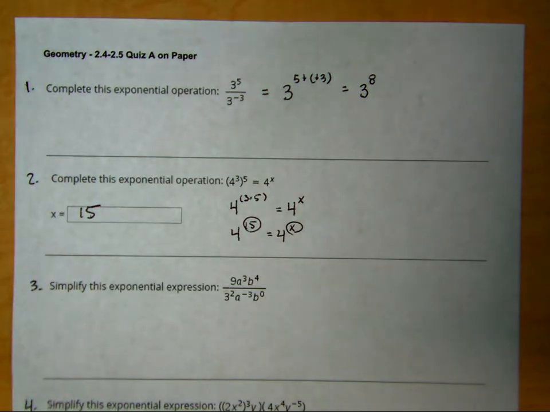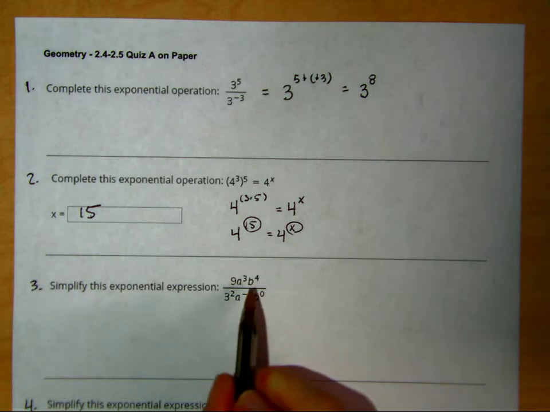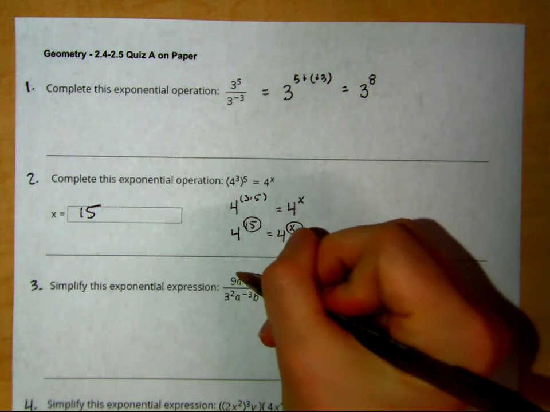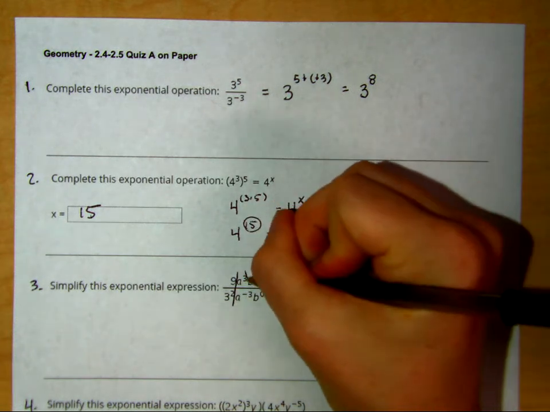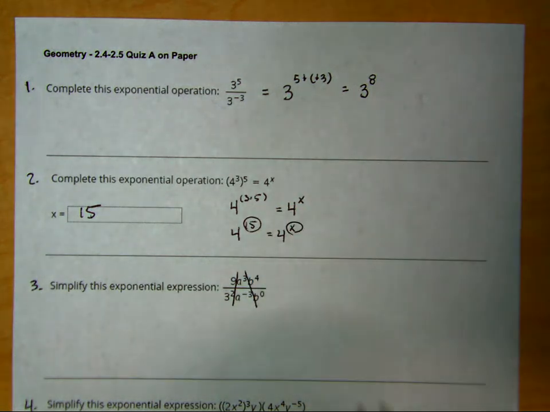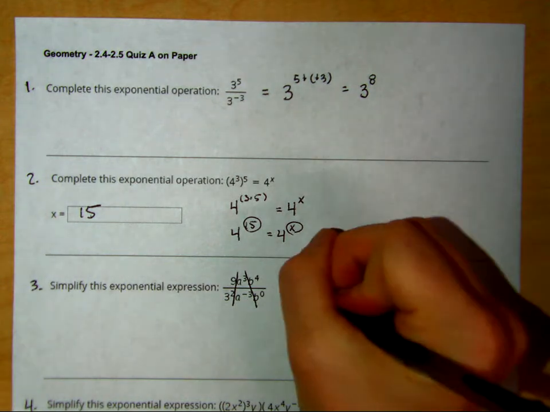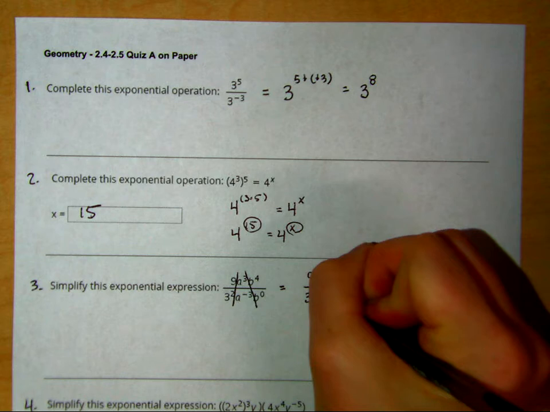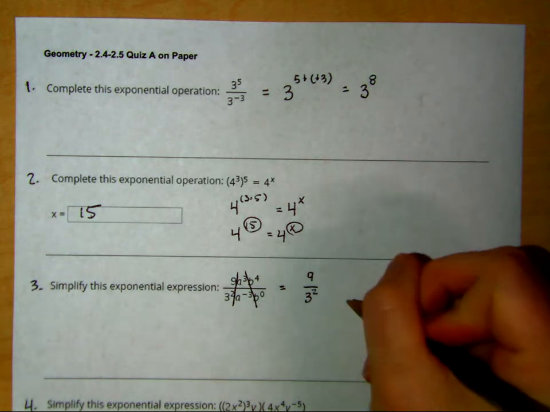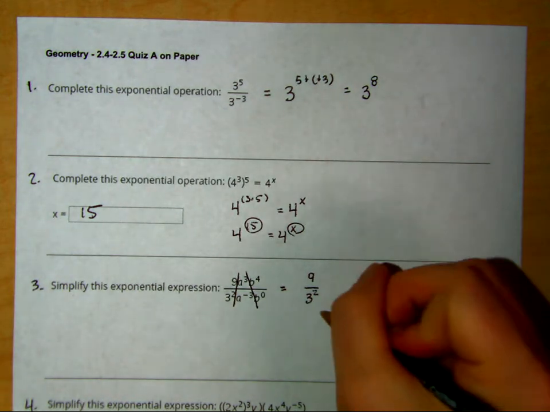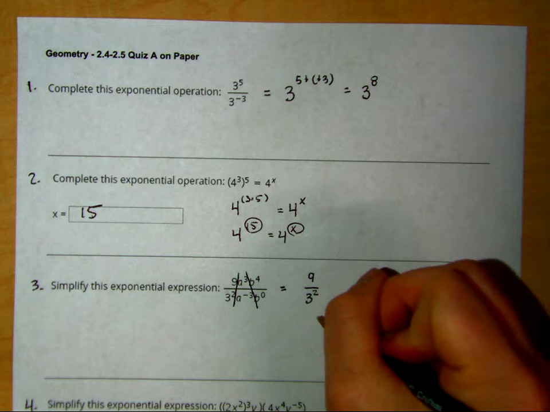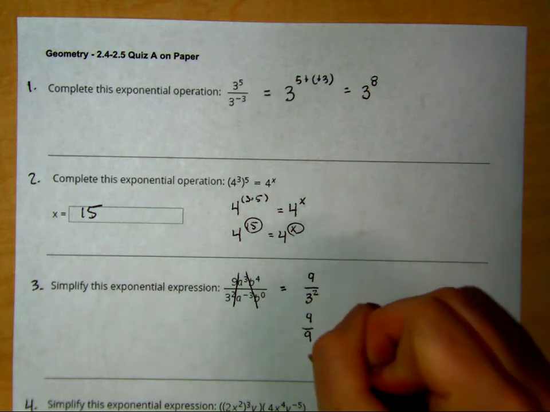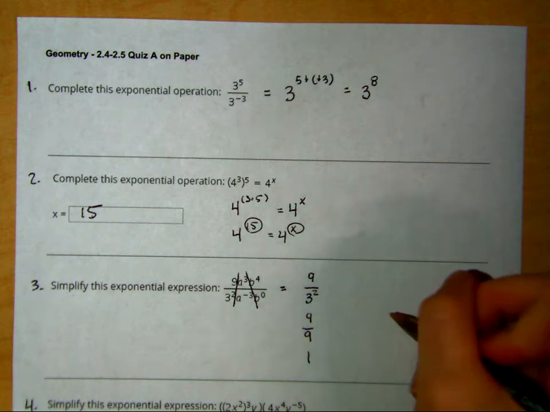Okay. If we look at number 3, we're dividing a monomial by a monomial. So we want to break it into our different terms and divide each of them separately. So first, 9 divided by 3 squared. 3 squared is actually 9, so 3 times 3. So that's going to be 9 divided by 9, which just turns into 1, so they cancel out.